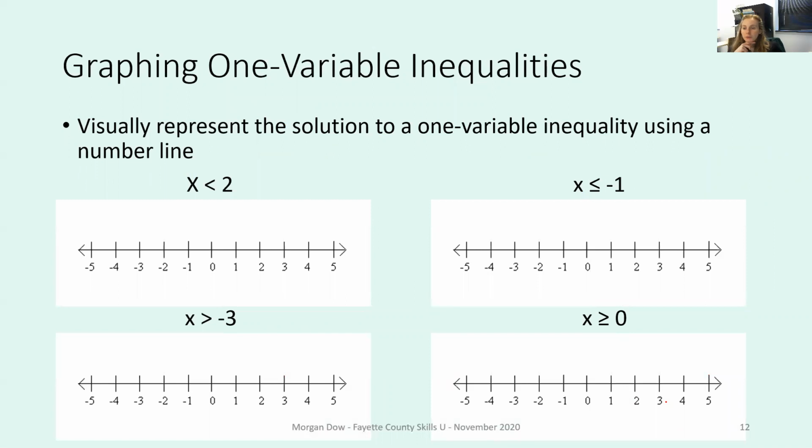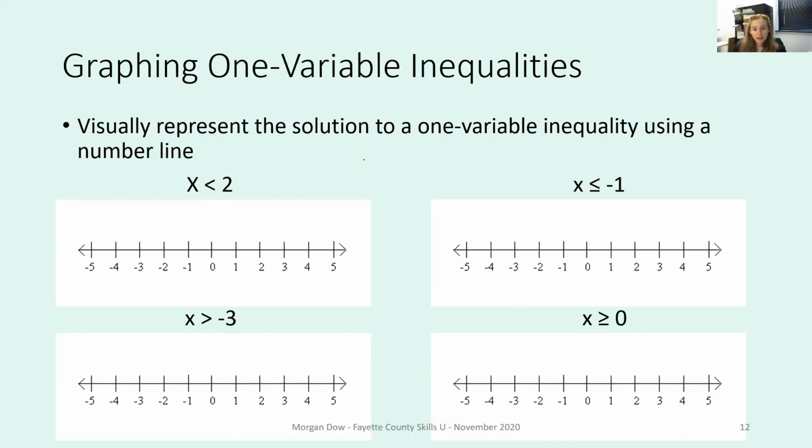All right, so the last main skill we're going to practice today is graphing one variable inequalities. So this is a way where we visually represent the solution to a one variable inequality using a number line, right? Because when we are writing these inequalities, the variable doesn't just have one value, right? It has a whole set of values, a whole list of possible numbers that fit the criteria of the inequality.